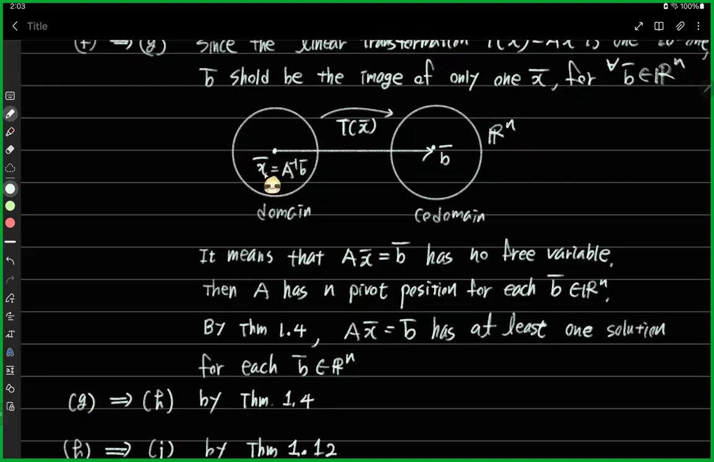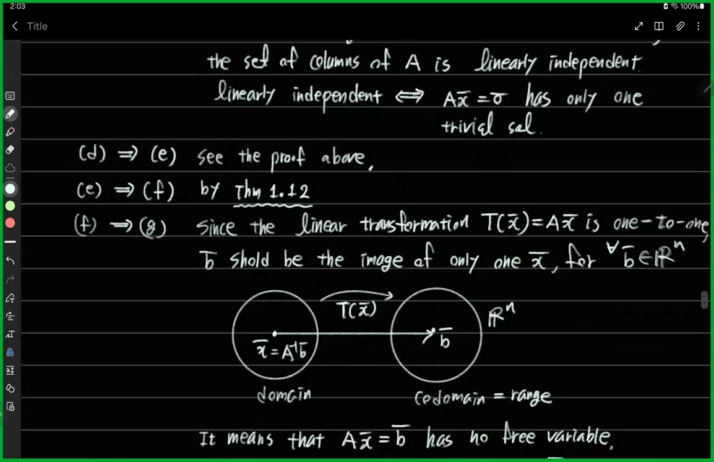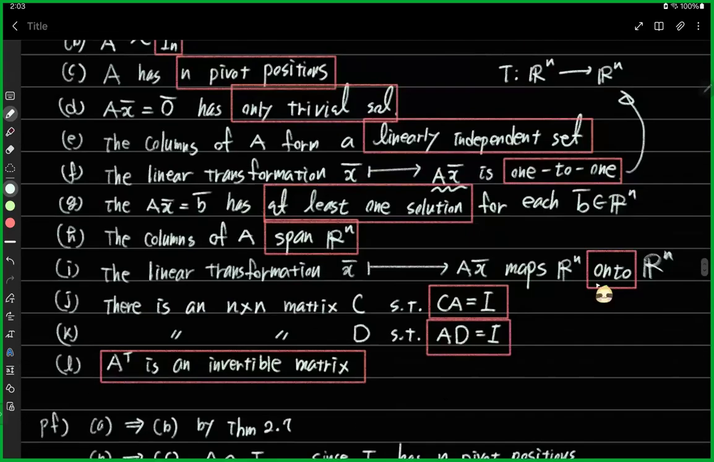So there exists X bar, which means that T maps to the entire space of Rn, which means that the codomain is equal to the range. That's what the statement says: the codomain is equal to Rn. So the codomain is equal to the range. Anyway, I'm going to prove it.